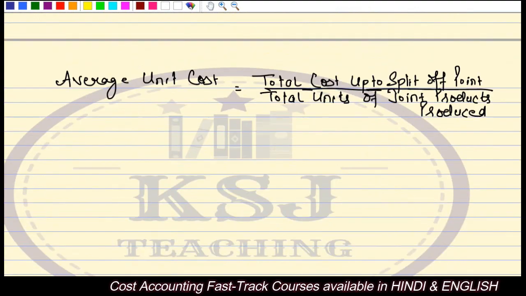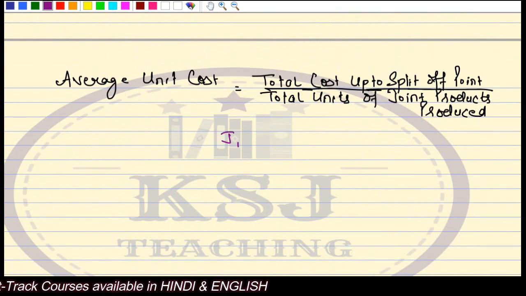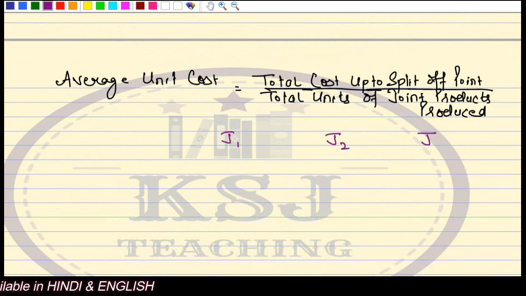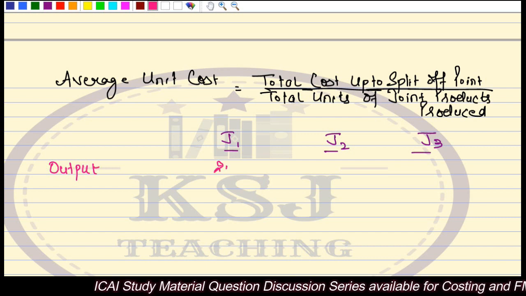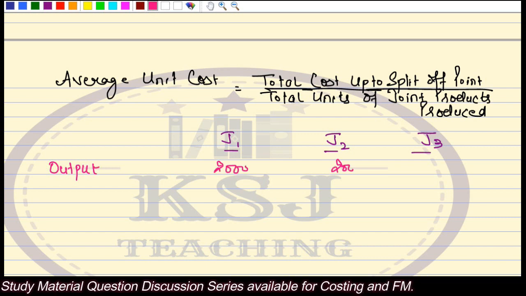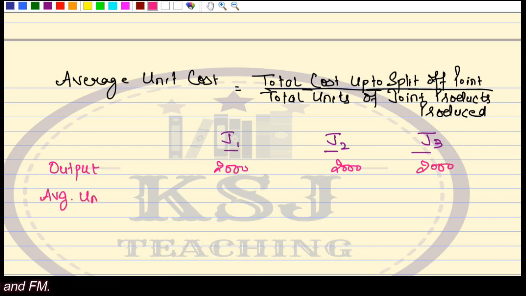If you look at the 3 units, if you have to distribute between the 3 units, J1, J2 and J3, what is the output? 2000, 2000 and 2000, right? What is the average unit cost? Average unit cost is 10 rupees, 10 rupees and 10 rupees.